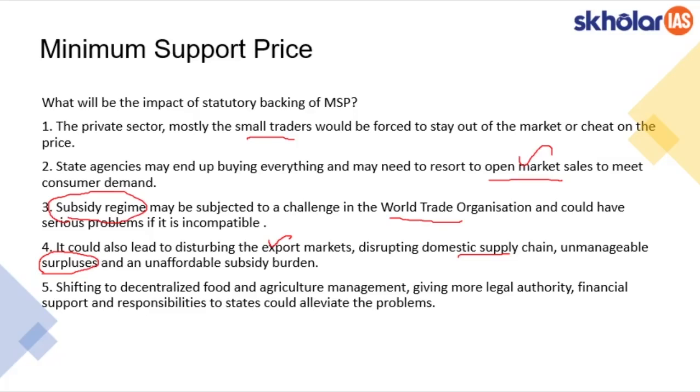The only way out of this, or one of the possible ways out of this, is to decentralize the existing food and agriculture management system, because right now FCI godowns are maintained across the country, and they have almost a monopoly in procurement. But this can be decentralized, and the legal authority and financial support can be given to the states, so that they can procure according to the needs of their population in that state. So this is a better way to tackle this issue of MSP, statutory backing to MSP.